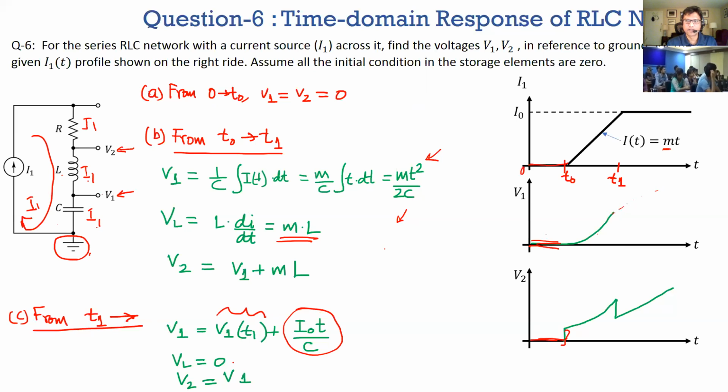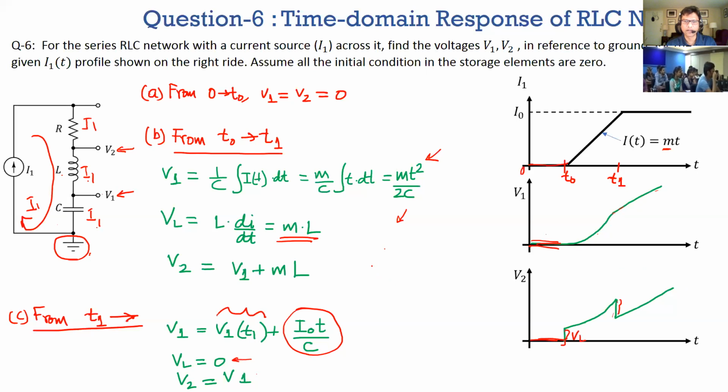And VL, because the slope is 0, goes to 0. V2 is V1 plus VL, which is basically equal to V1. You can see this node voltage just keeps increasing. The voltage at V2 drops by whatever VL was, because VL is now 0. So it just gets subtracted and follows the integrator after that. So it's a simple question.